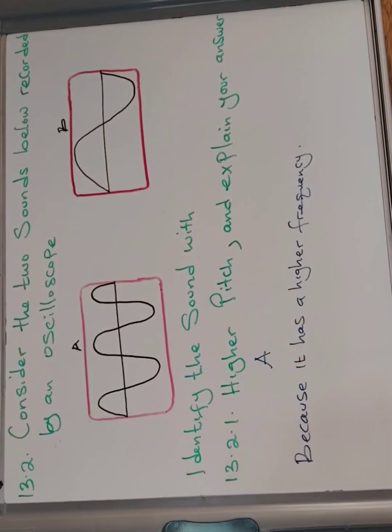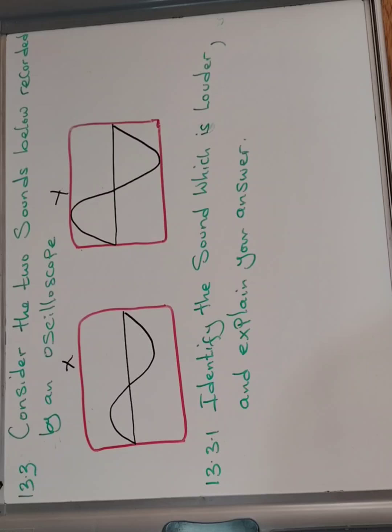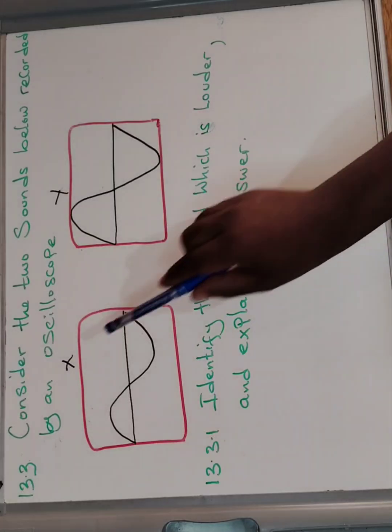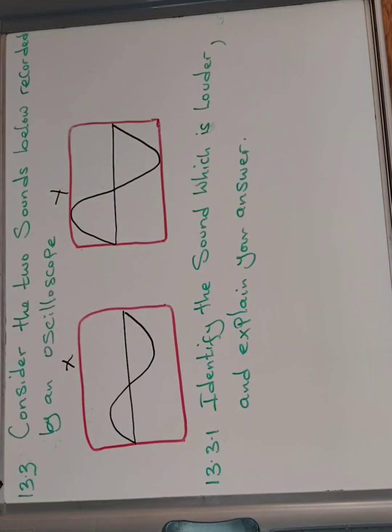So that is that. Now let us go to the next question. It says, consider the two sounds below recorded by an oscilloscope. The sounds are X and Y. 13.3.1. Identify the sound which is louder. Explain your answer.